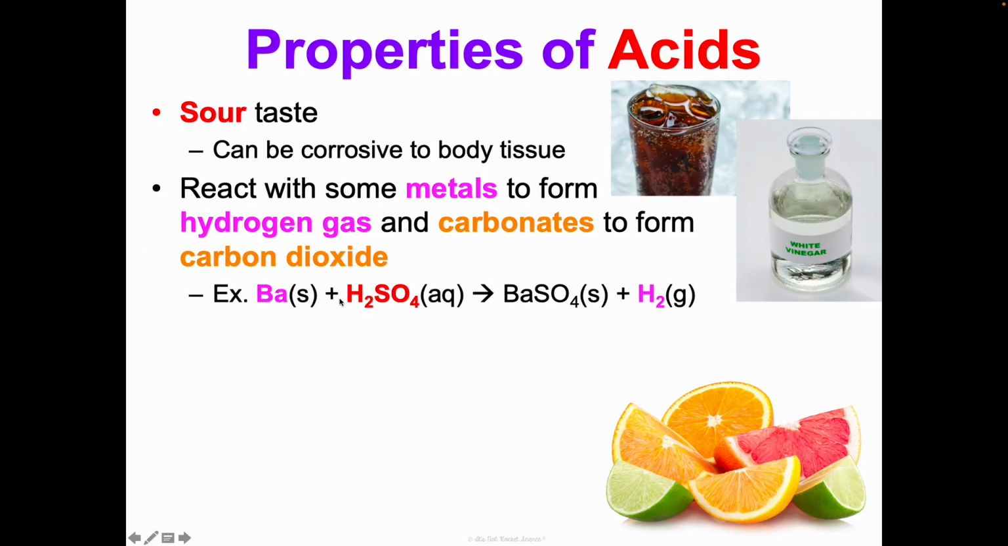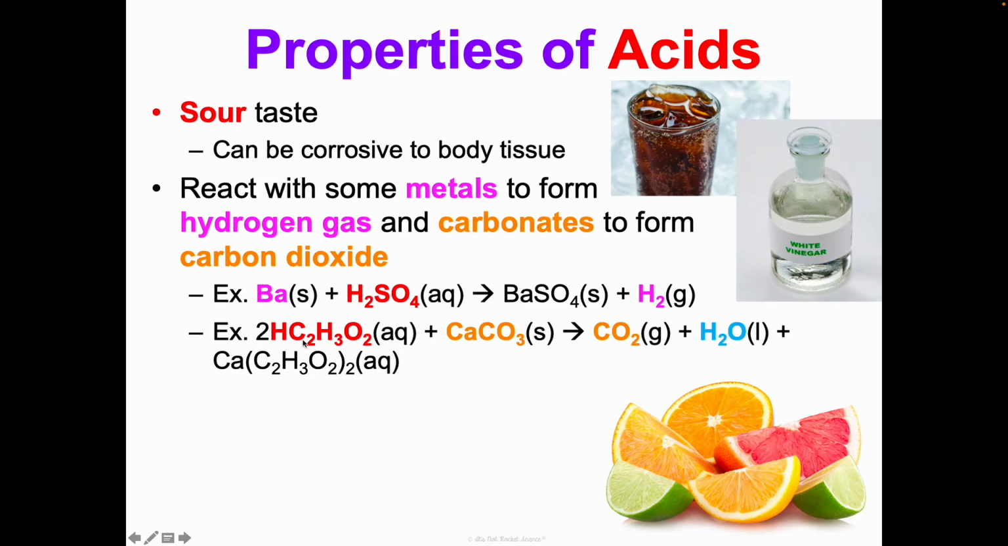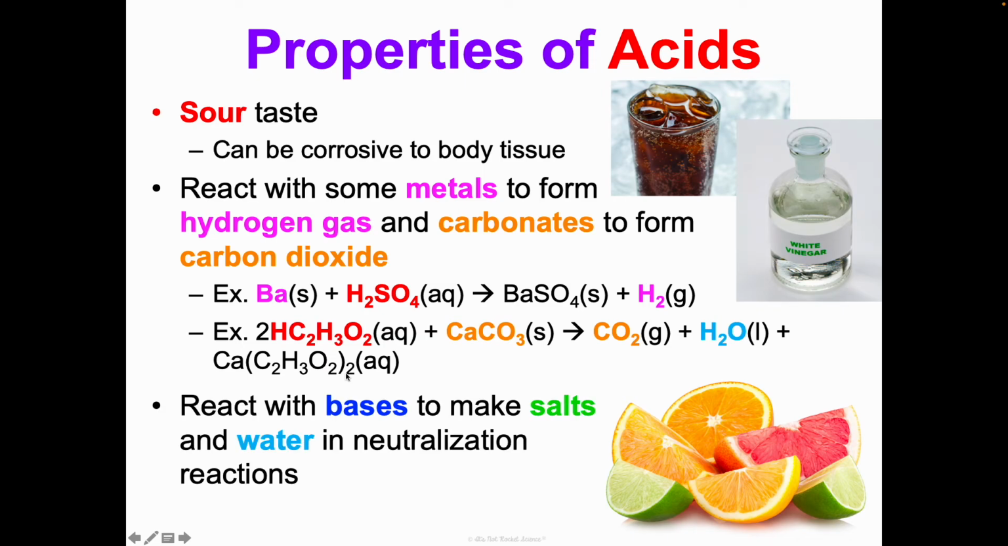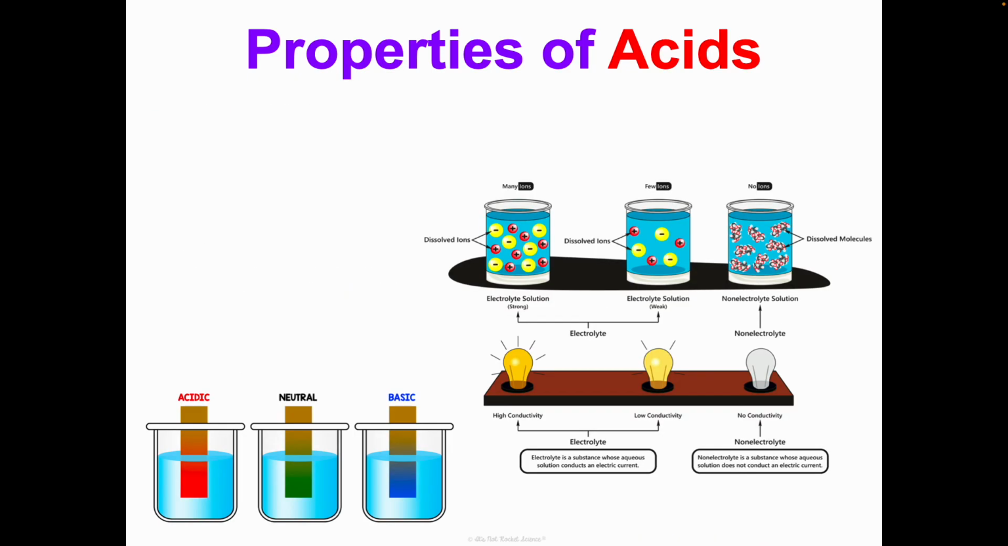Okay, so here's an example of this. We can see barium reacting with an acid like we see here. It can make barium sulfate and hydrogen gas. And then another example here of an acid reacting with a carbonate like calcium carbonate, and it makes carbon dioxide and water, and then our salt here. Now, acids also react with bases to make salts and water in neutralization reactions. That's something we talked about at the top of the video.